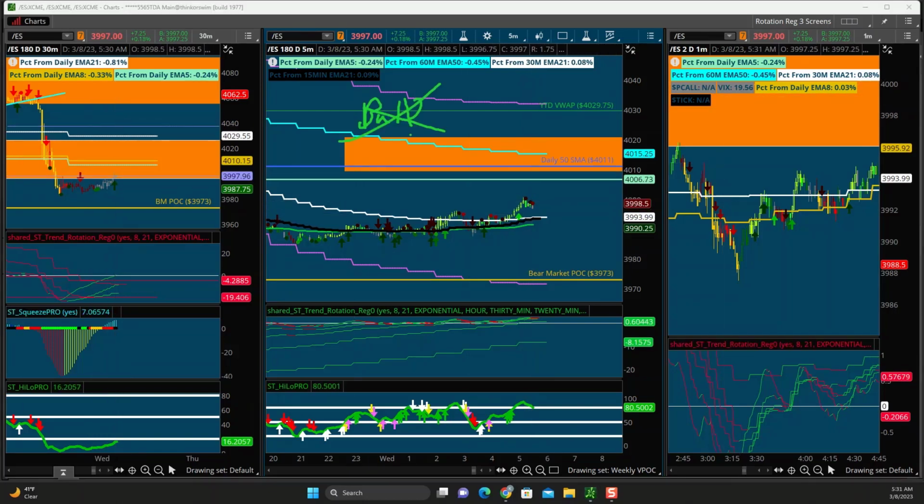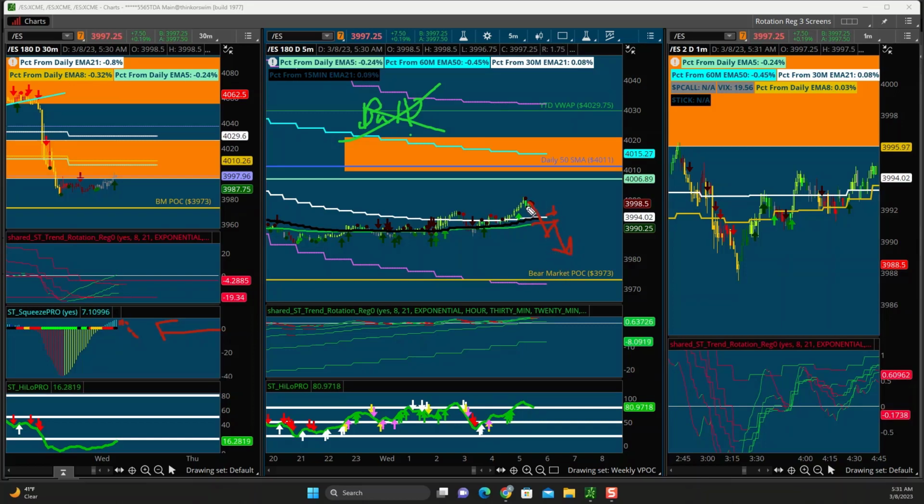So, no bullish play as of right now. I like to see the squeeze rotation start to go dark blue and then start to go red. That'll be happening over here in the 30-minute time frame. But as price currently sits, I would like to see it break the 30-minute 21 EMA and the VWAP, rally up, get sell signals, and then take it back down.